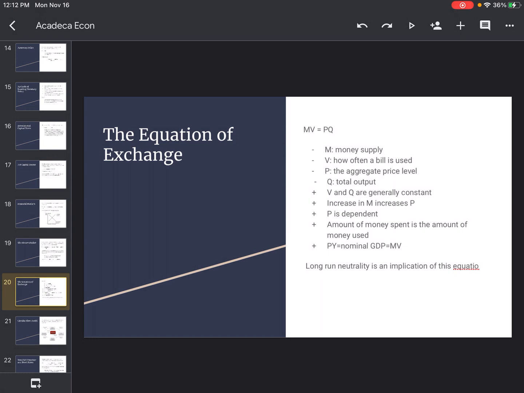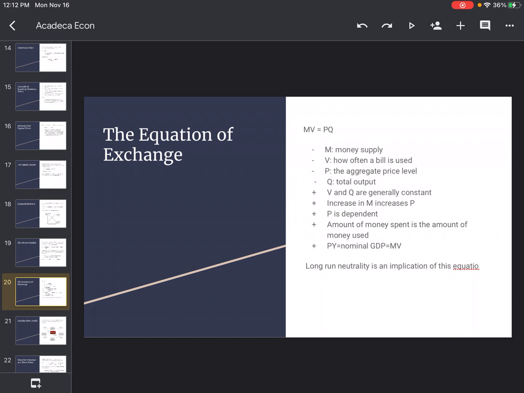And then a few rules with this equation. V and Q are generally constant. An increase in M increases P. That is kind of like common sense: if V and Q are constant, increasing one increases the other. Of all the variables, P is the most able to change. V and Q are usually fixed for the long run, so changes in P depend on changes in M. Again, just common sense looking at that equation. Increasing one is going to change the effect of increasing the other.